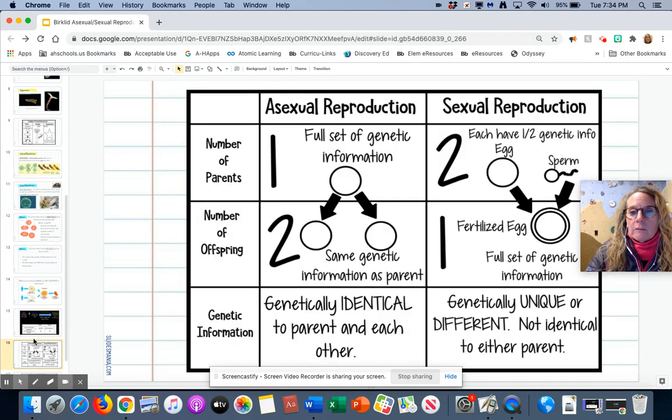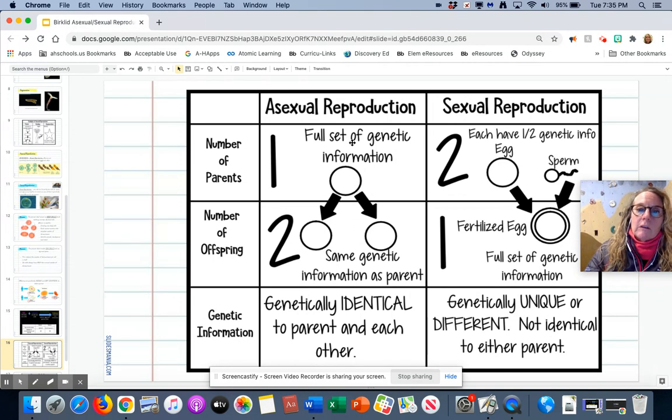Okay, so here again are the notes that you might want to look at and take. This is what we would have written down had we been in class today. This is the note sheet that you would have written. So you would write that asexual reproduction has a full set of genetic information that is exactly the same as the parent. Okay? In sexual reproduction, each has half their genetic information, so the egg and the sperm have half. They put those together to create a fertilized egg, which gives that egg a full set of genetic information, and they are unique or different.